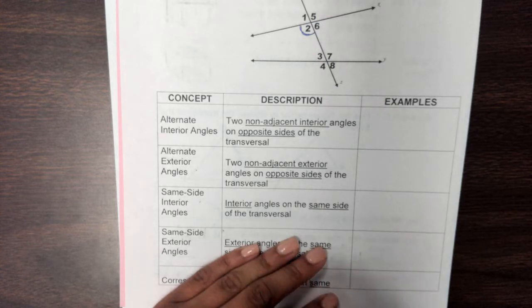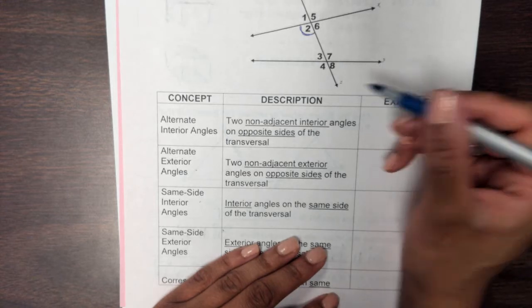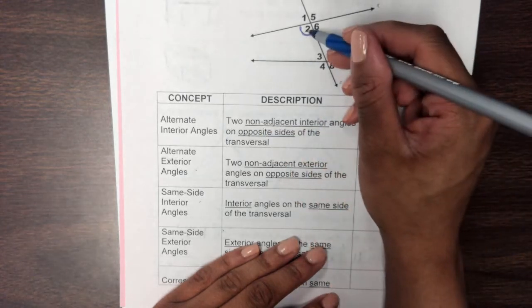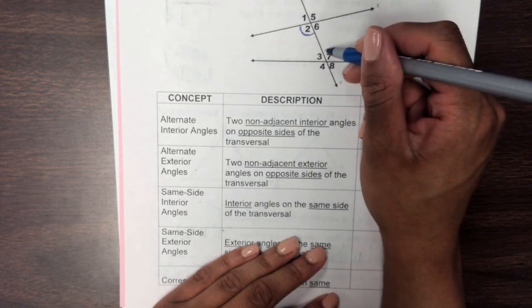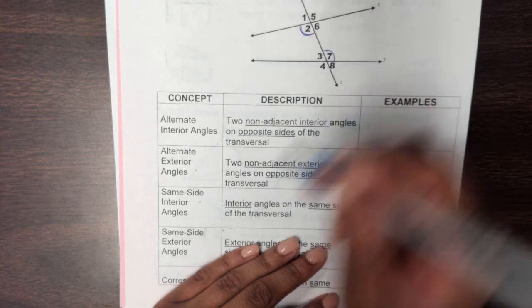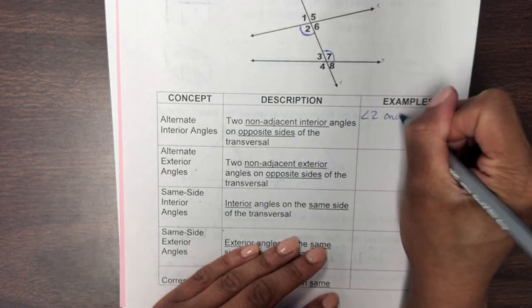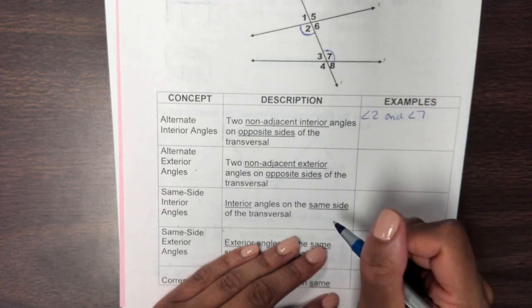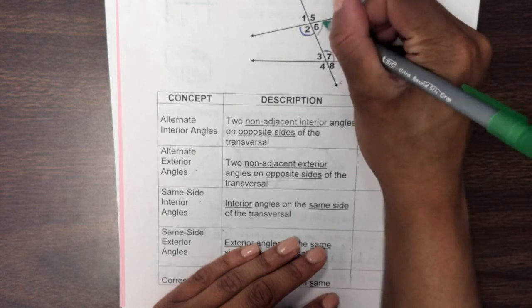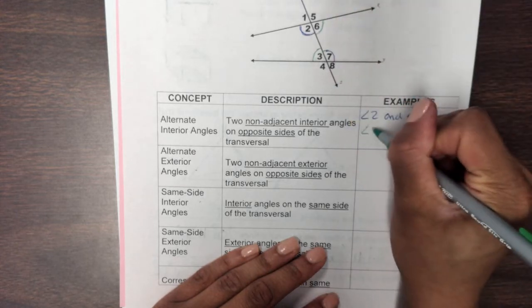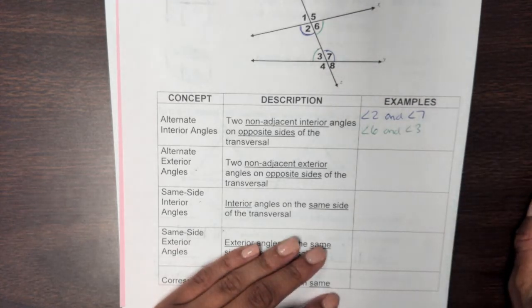Think of something that's on the inside, but it's alternate from it. So that would be the opposite side. What's the opposite of 2, but on the interior still, is 7. So think of it as they're opposite of each other. So we have angle 2 and angle 7. I'm sure we could think of some other ones. What about 6 and 3? So we have angle 6 and angle 3. Those are alternate interior angles of each other.